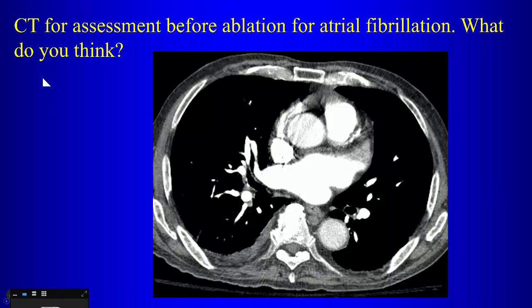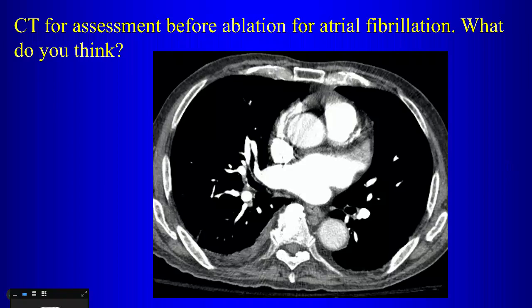So here we are doing a CT scan before ablation for atrial fibrillation. Is there any abnormality here on this image that we need to mention? Is that left atrial thrombus? So here's the left atrial appendage, and we notice that it is not filling completely, right? So there's a filling defect here in the left atrial appendage. Now, if you call this a thrombus, that's a contraindication to the procedure, so the procedure will be canceled. So is this a thrombus or is this something else?